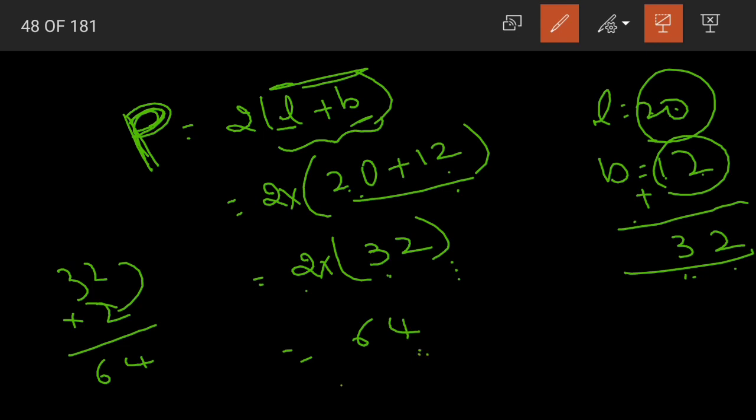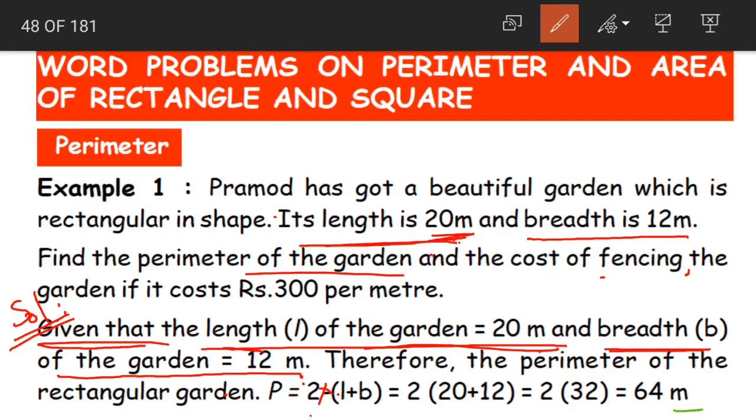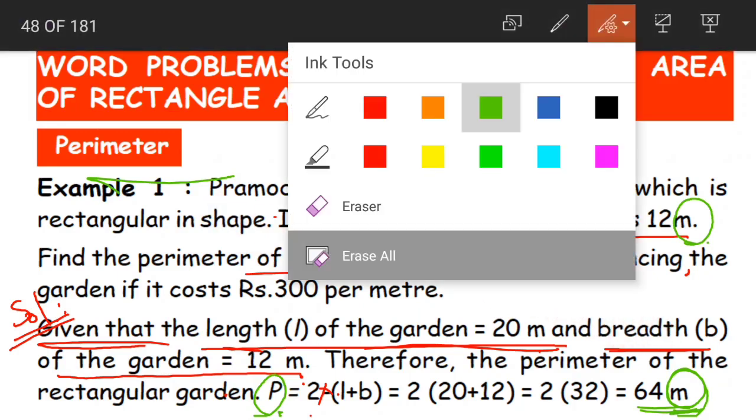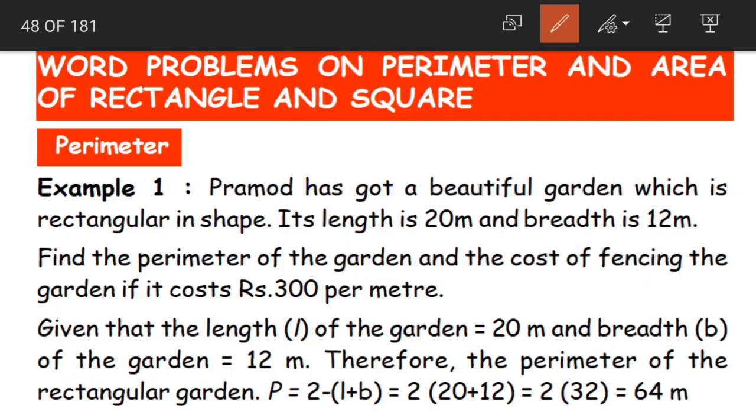Understood what is the answer here? 64. Perimeter is equal to 64. And what will be the unit of measurement? As in the given question, the length and breadth are in meters, the perimeter will also be in meters. Therefore, the perimeter of our rectangular field here is 64 meters. We have solved one part of the question. What is one part? One part is to just find the perimeter of the garden.